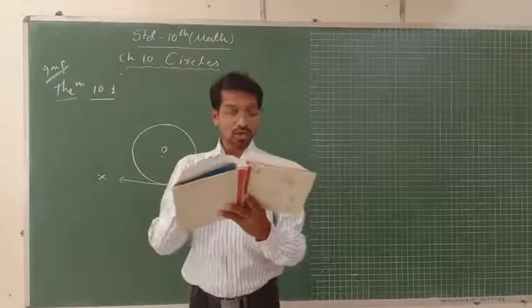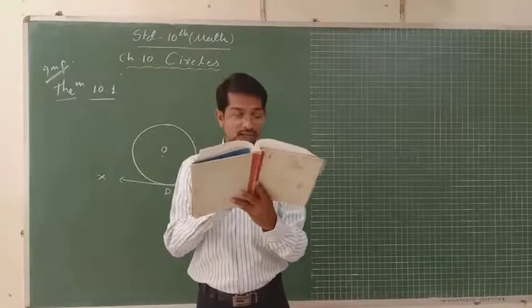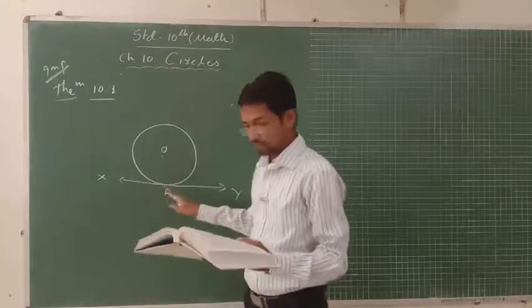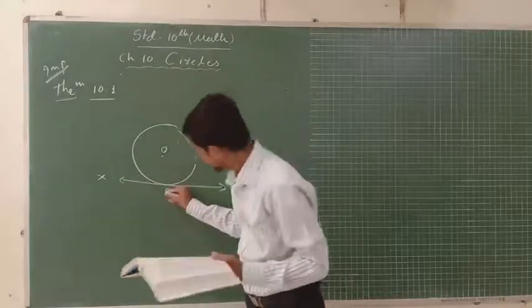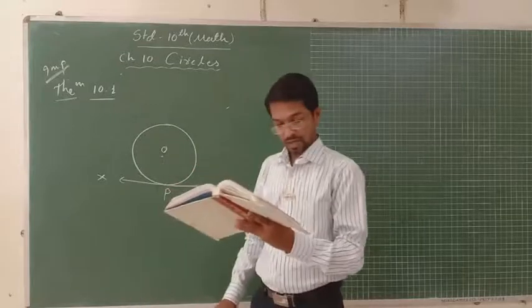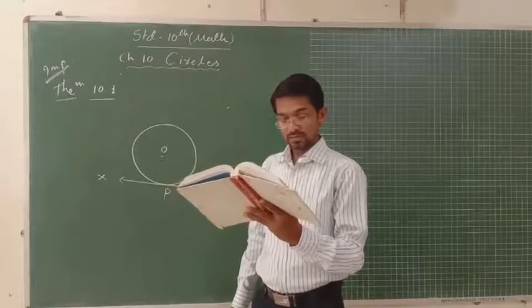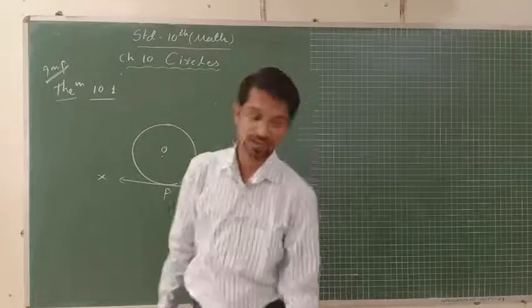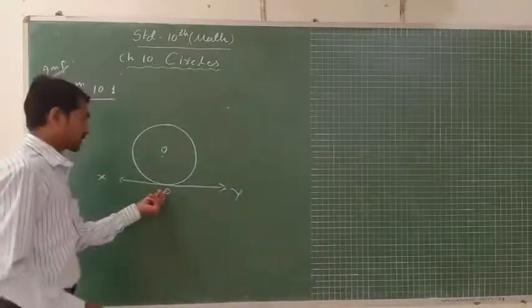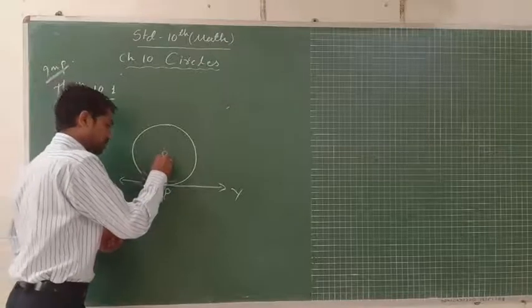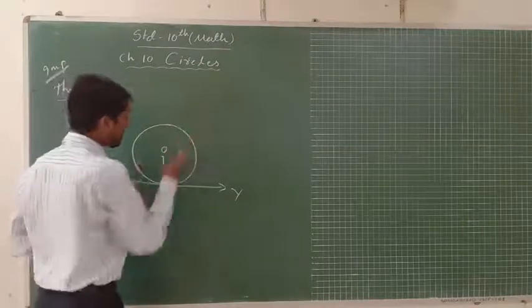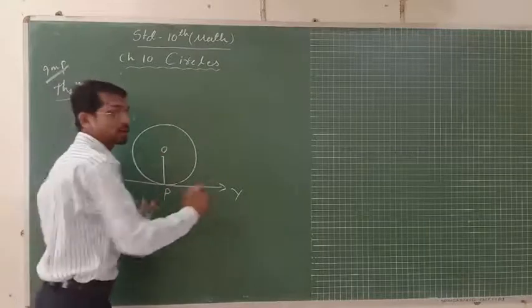What we have to prove? The tangent at any point on the circle, this is the tangent XY, at any point on the circle, at P, is perpendicular to the radius through the point of contact. This is the point of contact. This is O, the center. If we draw, OP is the radius. What do we have to prove here? OP is perpendicular to XY.